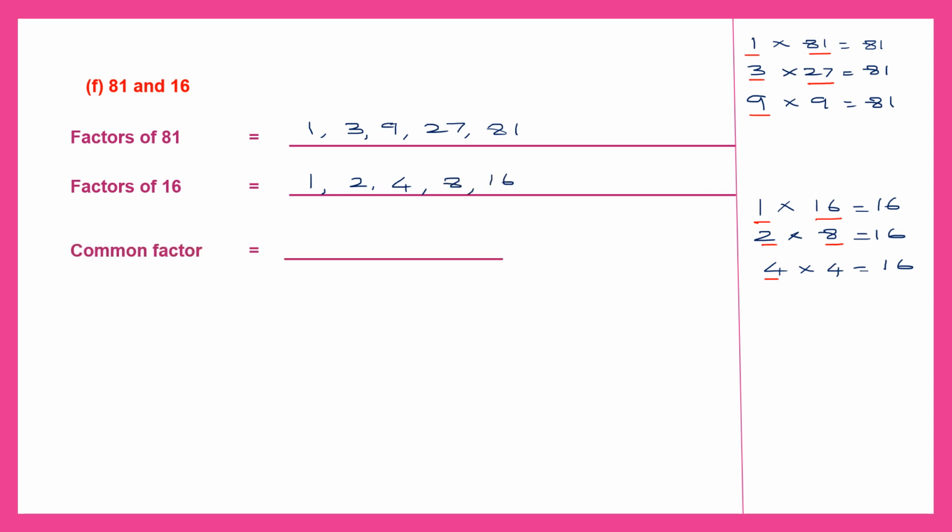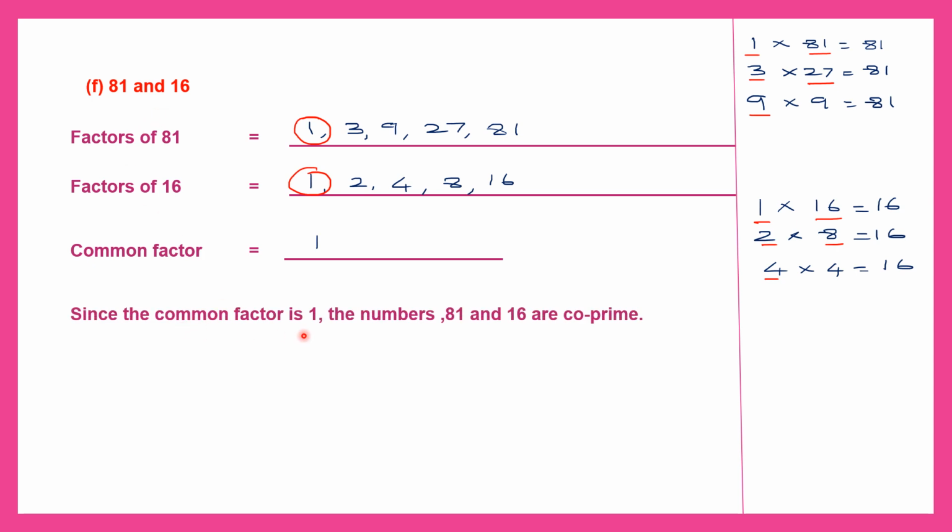Now what are the common factors? Let's look and see. So we have 1 is common. Now 3, we don't have 3 here. 9, we don't have 9 here. 27, no. 81, no. So the only common factor here is 1. And since 1 is the only common factor, 81 and 16 are co-prime numbers.